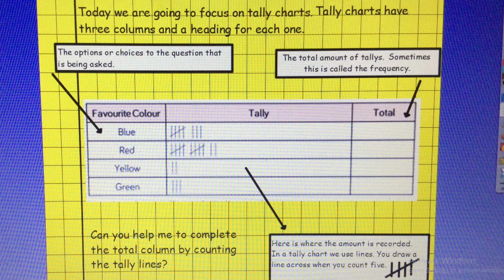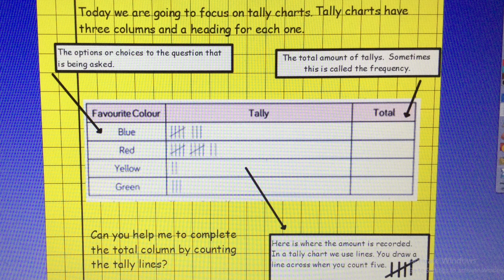Tally charts have 3 columns and a heading for each one, as you can see in our example here. The first column is where we record the options or the choices to the question that is being asked. So the question that is being asked for this tally chart is, what is your favourite colour? Favourite colour is the title of the column, and then you have the options of the colours below, blue, red, yellow or green, and these are the colours that the voters can choose from.